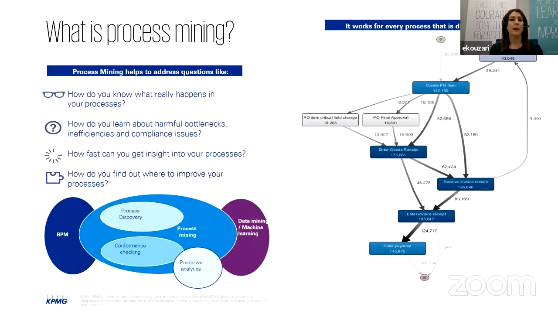How do you learn about harmful bottlenecks, inefficiencies, and compliance issues? Do we know that all processes are indeed followed as they should? In terms of internal audit, we can use process mining to ensure that the processes are executed as they are supposed to, because we get the opportunity, as we will see in the next section, to get an insight of every action, every instance that takes place in a system.